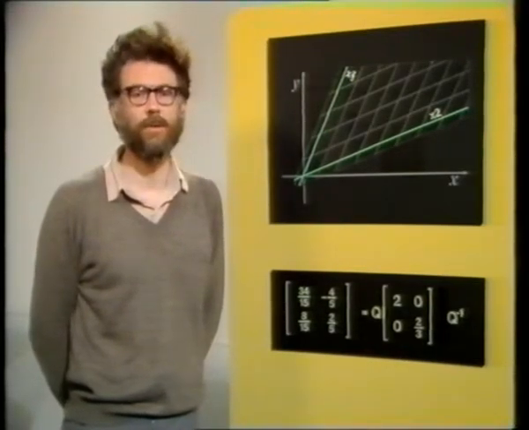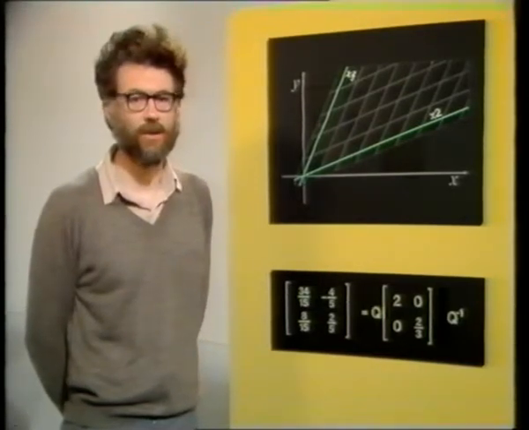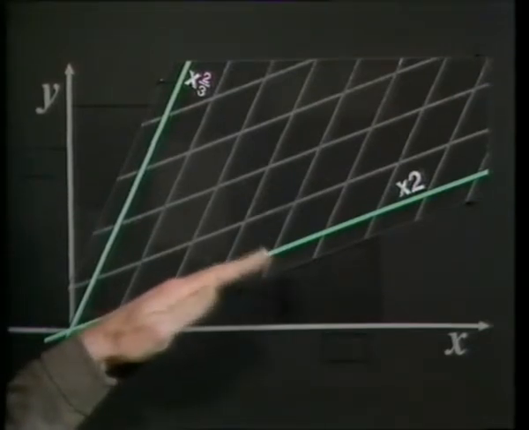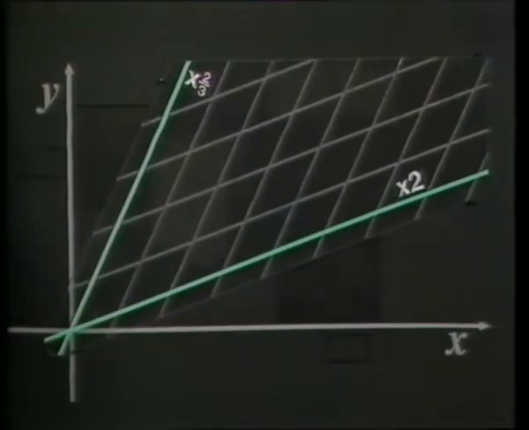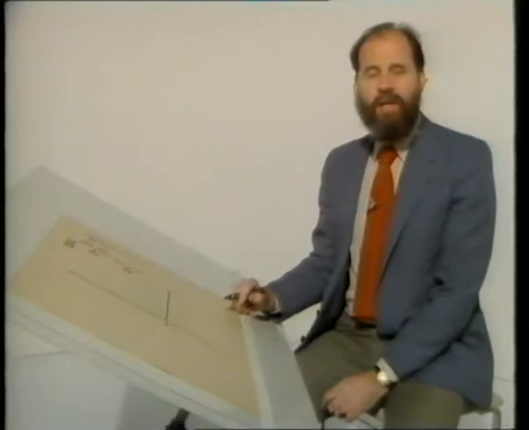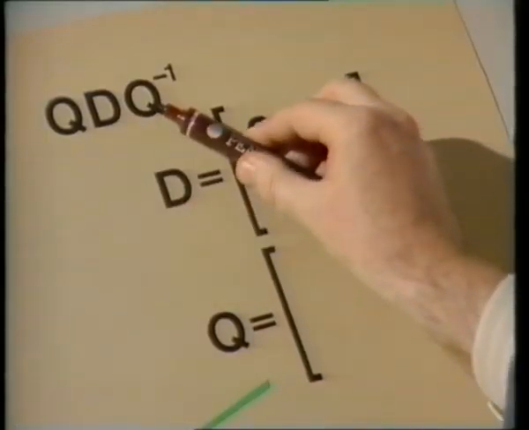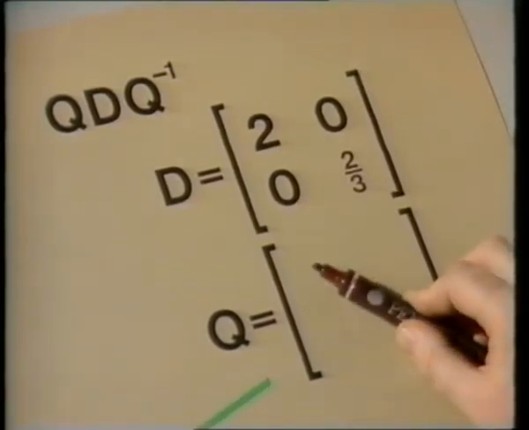Well, here we can use the clue that was given by our earlier investigation. The key thing there was that we had a matrix which transformed the x-axis to one eigenline and the y-axis to the other. So what we've got to do now is actually find a matrix Q which does the same in this case. So we want to write our matrix as Q, D, Q to the minus 1, where D is this diagonal matrix, and what we need to do is find Q.